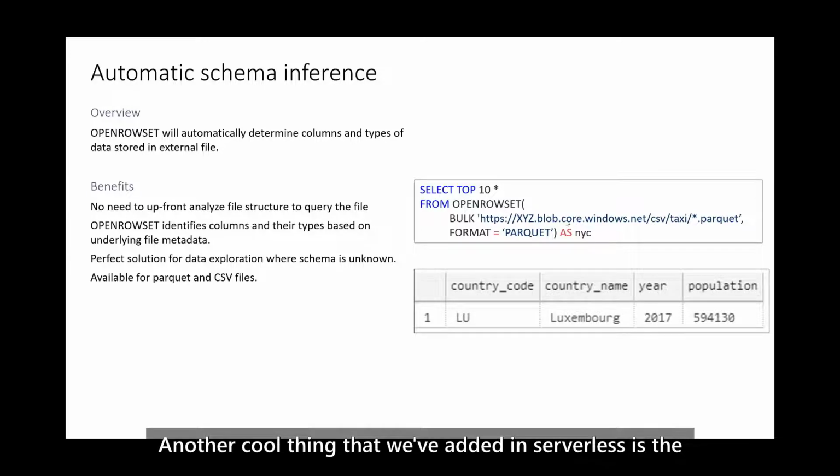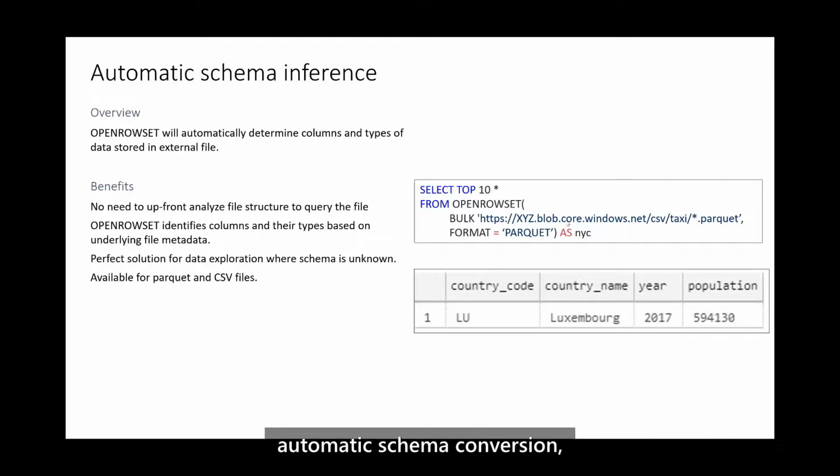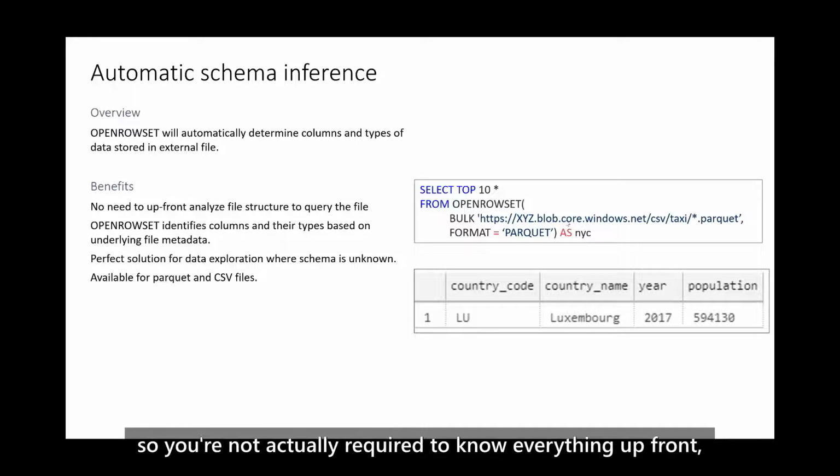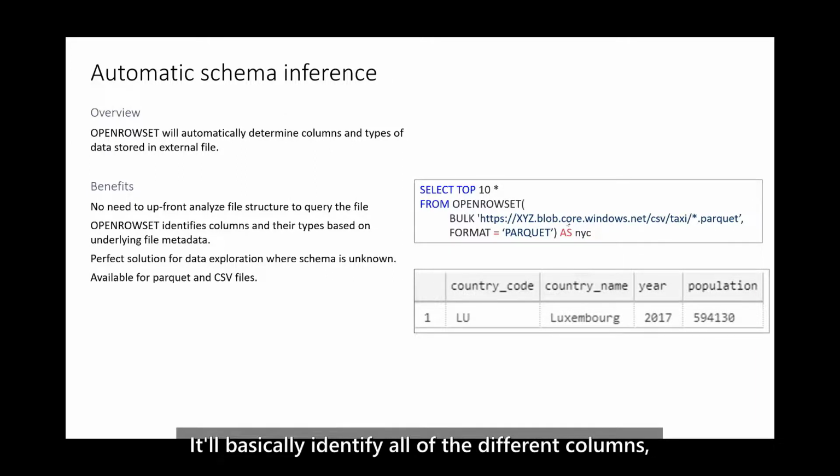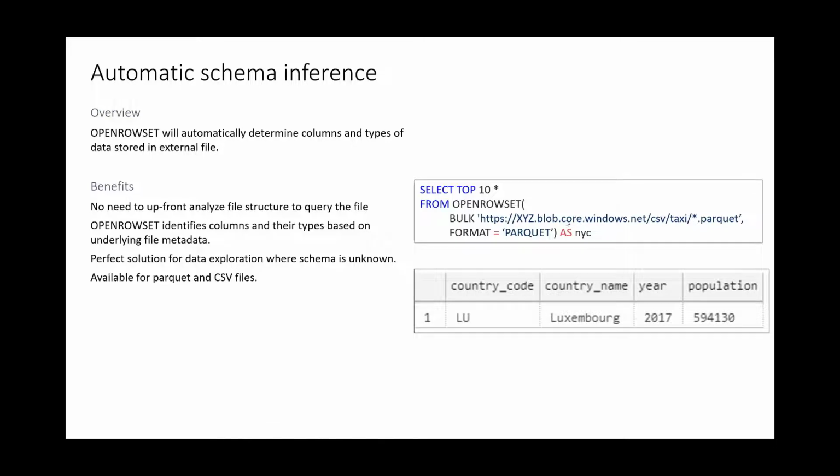Another cool thing that we've added in serverless is the automatic schema conversion. So you're not required to know everything upfront, and you let the serverless query work for you. Through schema conversion, it'll identify all of the different columns, and in fact it also identifies the header rows for you, which is a really neat feature. Today this is available for Parquet and CSV files because it's relatively easy to do schema inferencing for these files.